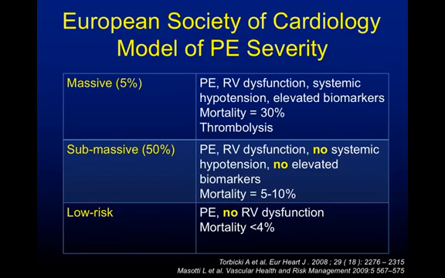Patients with a massive pulmonary embolus have right ventricular dysfunction, systemic hypotension, and elevated biomarkers, and they have a very high mortality. In these patients, thrombolysis might be considered.